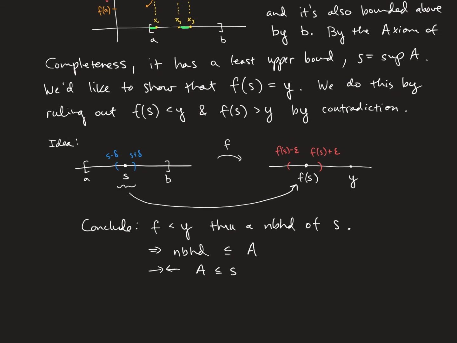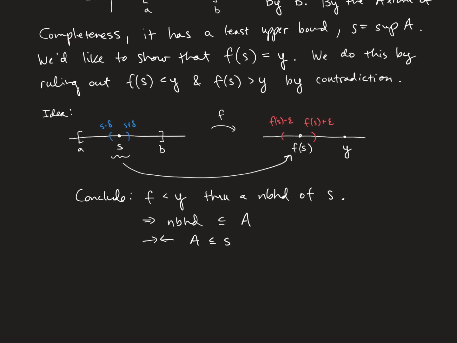So you see that? There are going to be points over here which are landing in here, so that's going to be less than y. That means there are points over here in the set A, but S is supposed to be the furthest thing to the right in the set A. So this is the case where f of s is less than y.